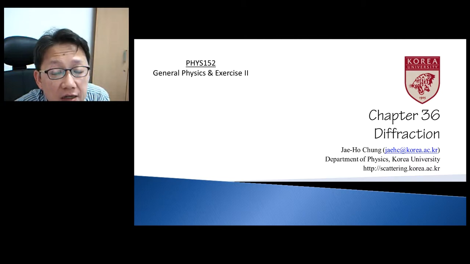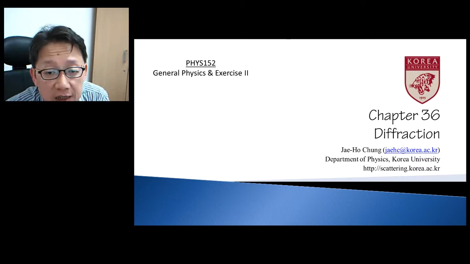This is the 13th week of this general physics and exercise, the second semester. This week we will study chapter 36 and the title is diffraction. This is going to be the continuation of what we have learned in chapter 35, where we studied the wave properties of light. Diffraction is again a very important wave property of light. So try to make a connection between chapters 35 and 36. Then it will not be very difficult.